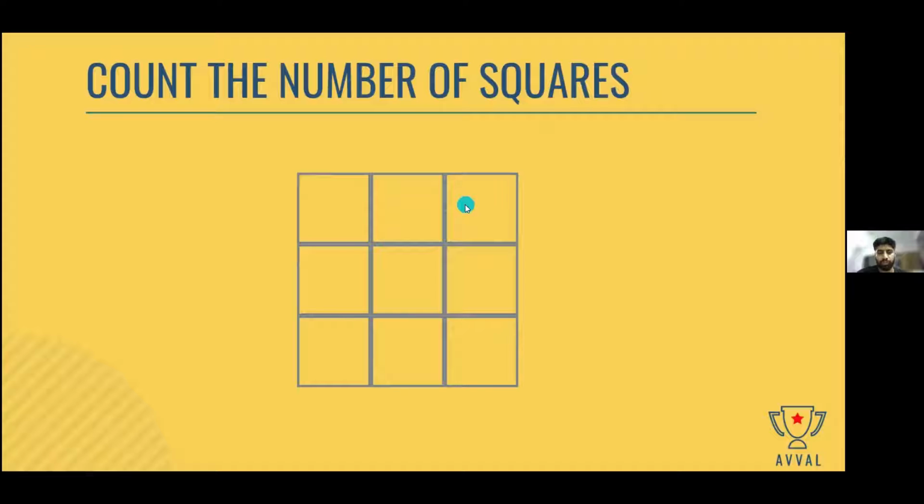1, 2, 3, 4, 5, 6, 7, 8, and then 9. So these are the smaller squares, or let's just say that the side of the small square is 1. So there are 9 1 by 1 squares here. Everyone agrees with me, or is there anyone who doesn't agree with me? Is there anyone who doesn't agree that there are 9 1 by 1 squares? Okay, so those are 9 squares.